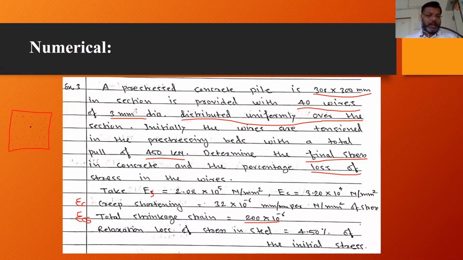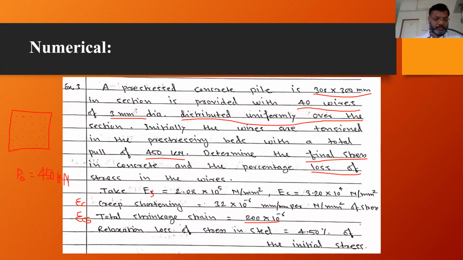So it means these wires are going to produce compression all over the section. So we can say that there is no eccentricity of prestressing force, that is, the total prestressing force is going to act all over the section, so eccentricity is not going to happen there. And they have given that initially the wires are tensioned in the prestressing bed with a total pull of 450 kilonewton. So total pull means they have given the value of P. So we can take P naught as the initial prestressing force. So P naught is 450 kilonewton.